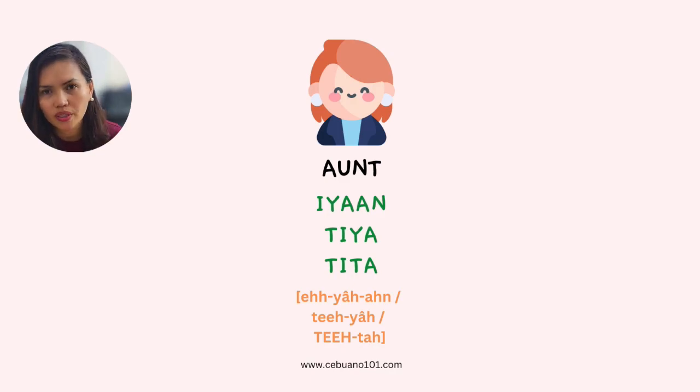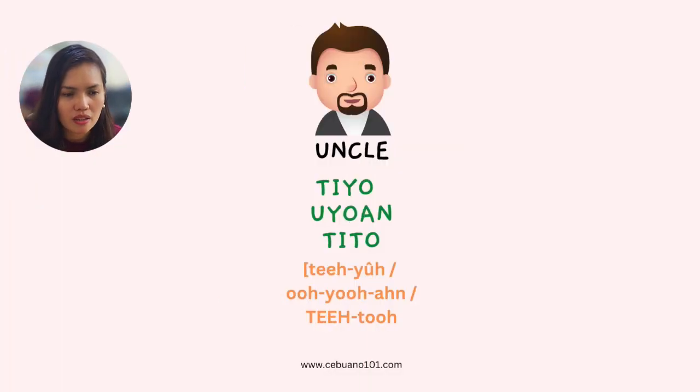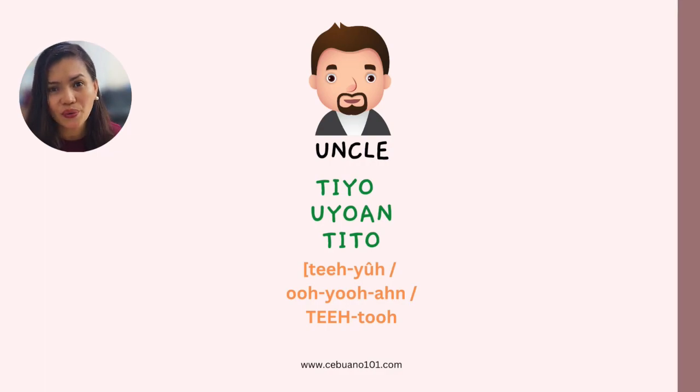Iaan, tia, or tita. I usually call my aunts tita or the short form ta, instead of tita. You know, Cebuano likes to shorten words. To be efficient. Next one, we have uncle, uyuan. The same with the aunt, we have 3 words for uncle as well. So uncle is uyuan, next is tio, and the last one is tito. For me, I usually use tito if I address my uncles, or to.